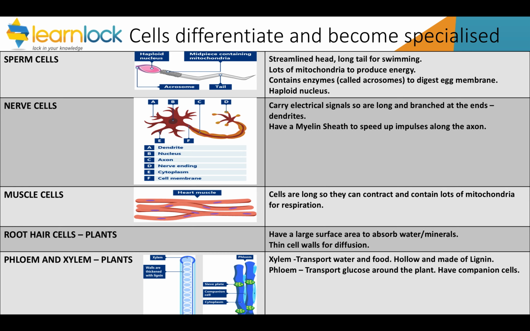The xylem is a tube that transports water. Phloem is tubes that transport glucose. And again, we'll talk more about those, but they are adapted for their function, so they are specialised. And they appear again in the plants topic.